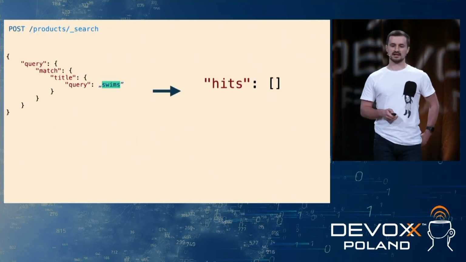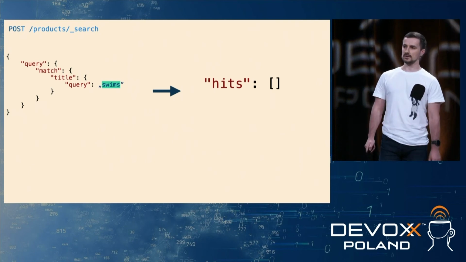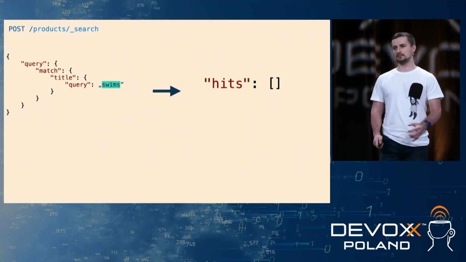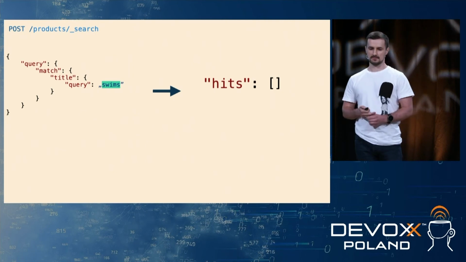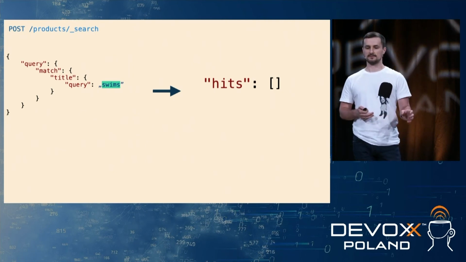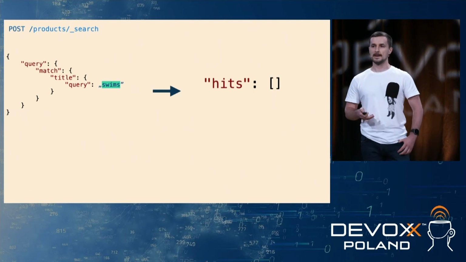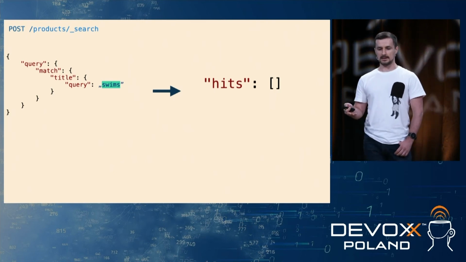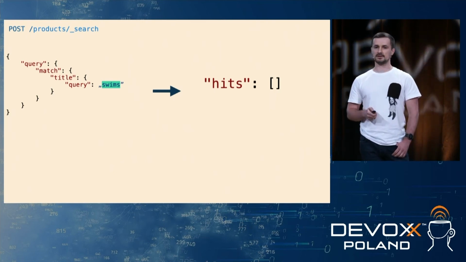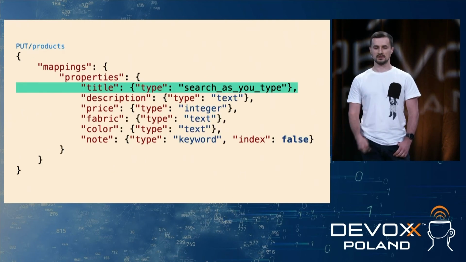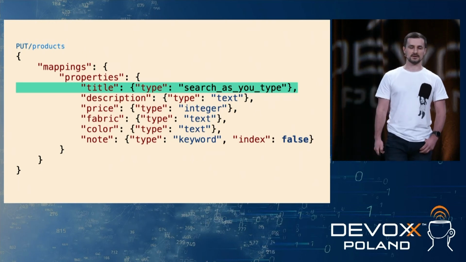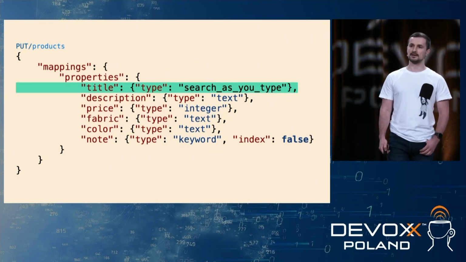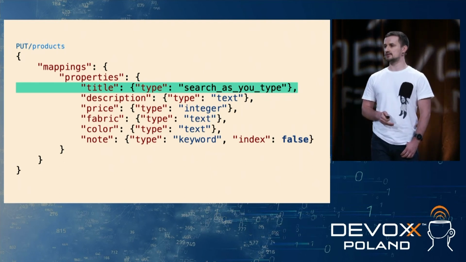So let's say we're typing. In the end, we want to find swimsuits, but all we typed so far is swims. So we don't get any hits because there's no such thing as swims in our index. But we would like to configure the index so that it suggests that maybe we want swimsuits. All right, so the only thing you should do here is specify the field as the search as you type type.